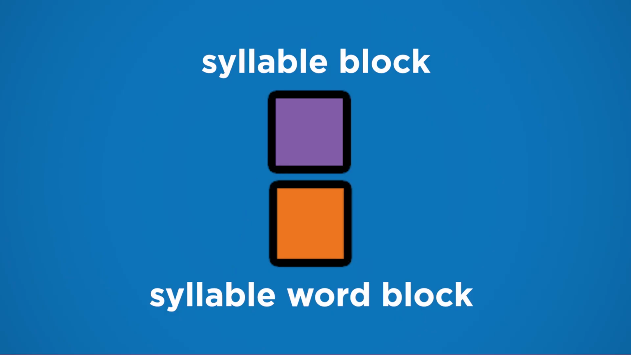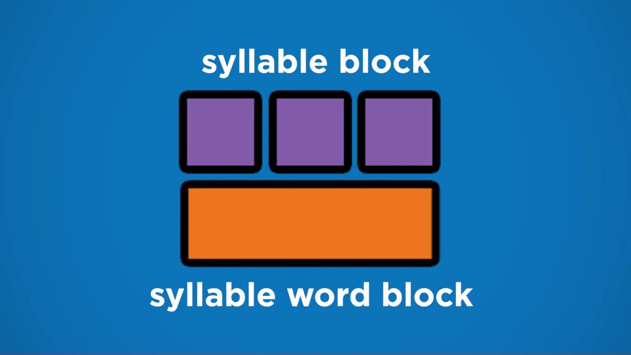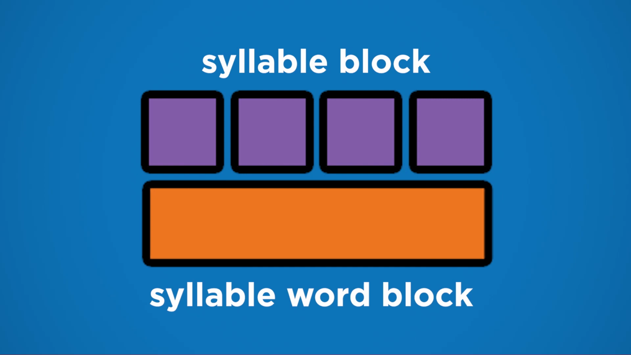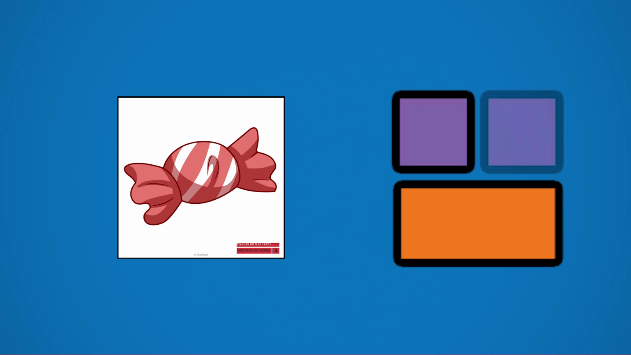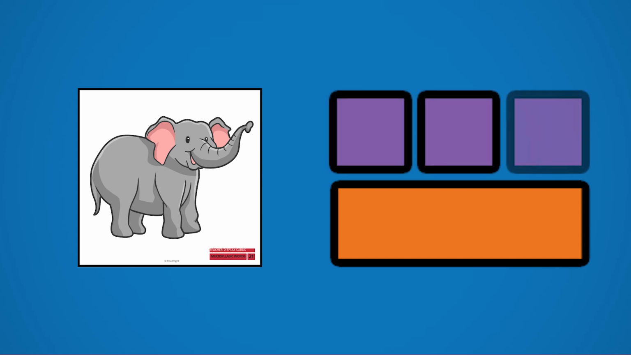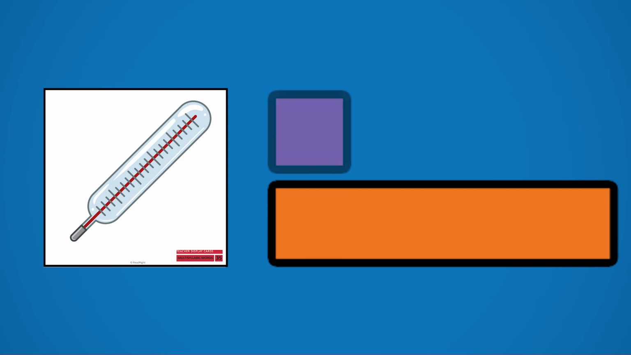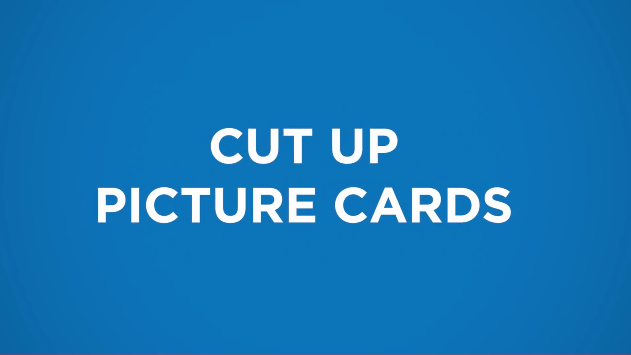A one-syllable word block is the size of one syllable block. A two-syllable word block is the size of two syllable blocks. A three-syllable word block is the size of three syllable blocks. And a four-syllable word block is the size of four syllable blocks. Candy. Can-dy. Elephant. El-e-phant. Ther-mom-e-ter. Thermometer.